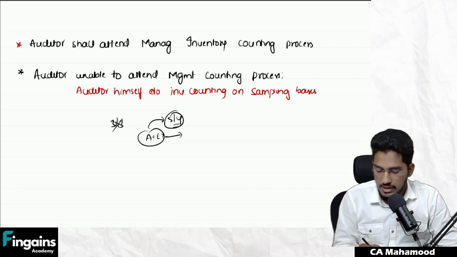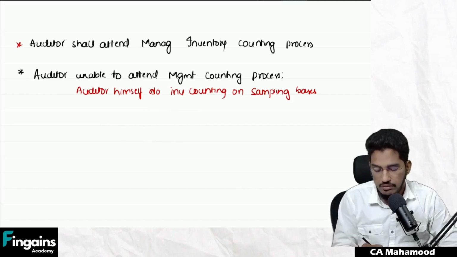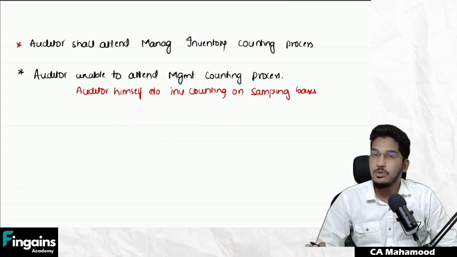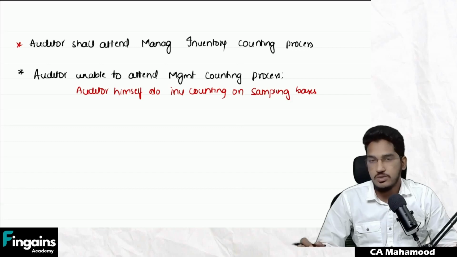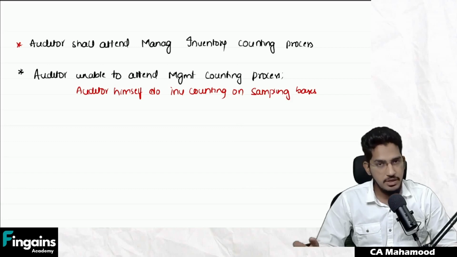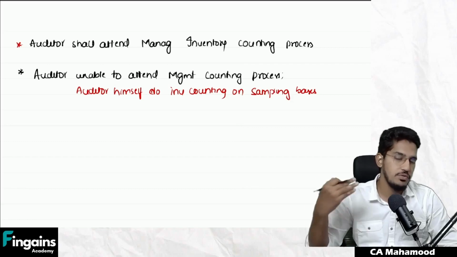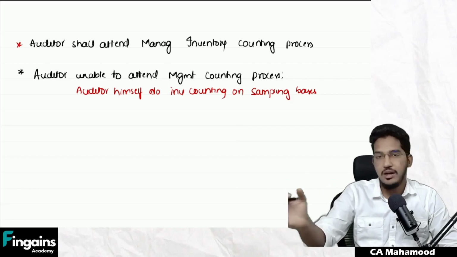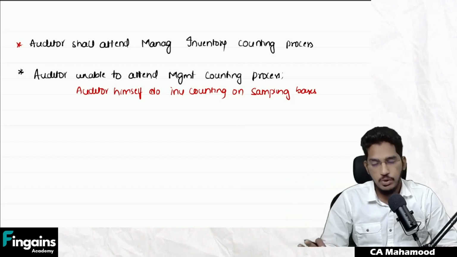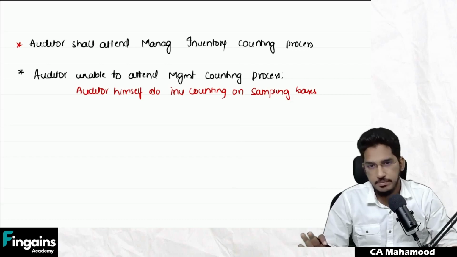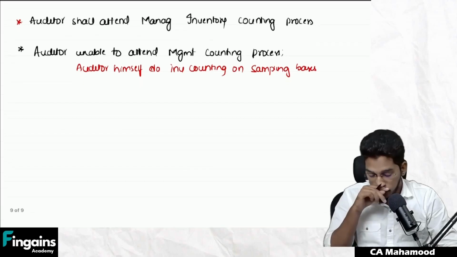So that's why, to the extent possible, you should try to attend whenever management is doing the counting. Why? Because your responsibility will be very less. We have to just sit and observe. If for any reason you are unable to attend the management's inventory counting process, you have to go for physical verification on your own and try to do some counting of at least a sample of items, along with your engagement team. Understood? So these are the two steps.